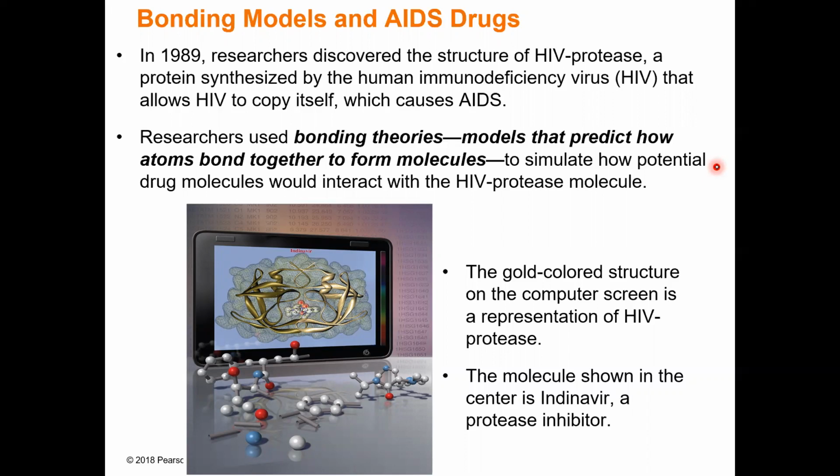So researchers use what is known as bonding theories. That is, they have models on the computer that predict how atoms will bond together in order to form certain structures and how these structures will interact with each other. While using these bonding theories, they are able to simulate how potential drug molecules will interact with that HIV protease molecule. What we see in this image below is that the gold colored structure on the computer is a representation of that HIV protease. And the molecule shown in the center is that protease inhibitor that they found.